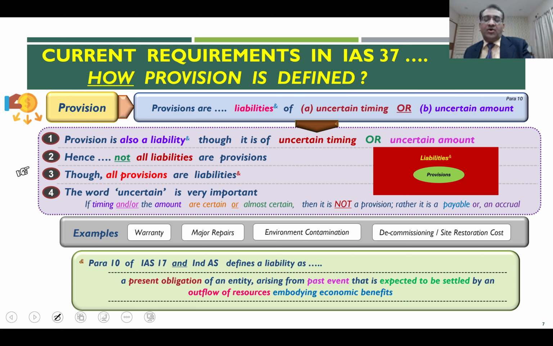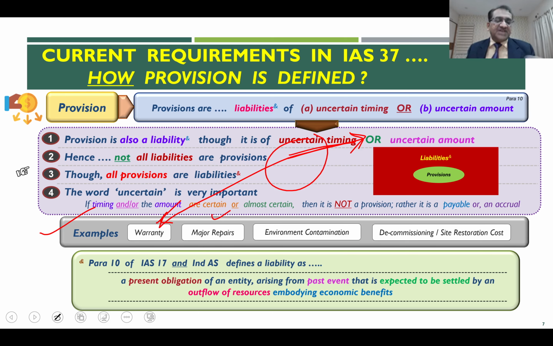Of course, we know examples of provision could be, say, warranty provision. Let's say we have sold a car. Now, the moment you have sold the car, the triggering event, the car which has been sold along with the warranty. Now, in that case, the moment you have sold the car, your warranty obligation also starts. Same way, major repairs, which are part and parcel of your sale transaction. Those are some of the examples of provision.